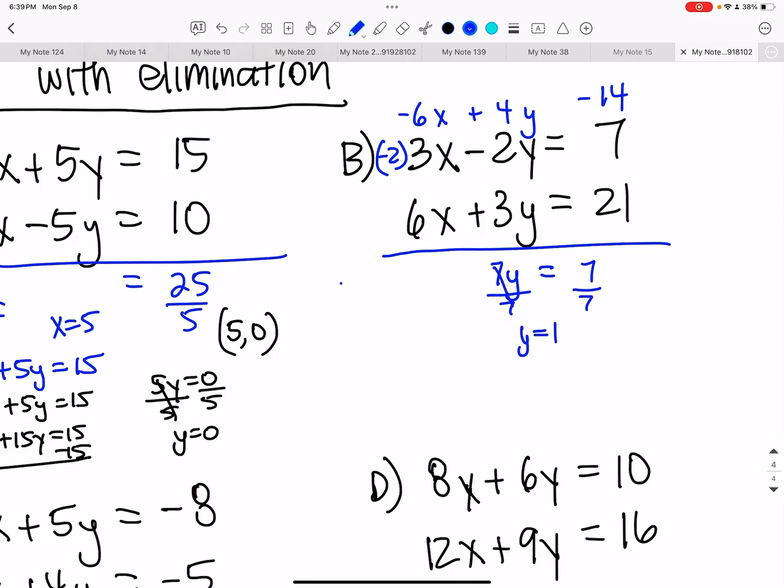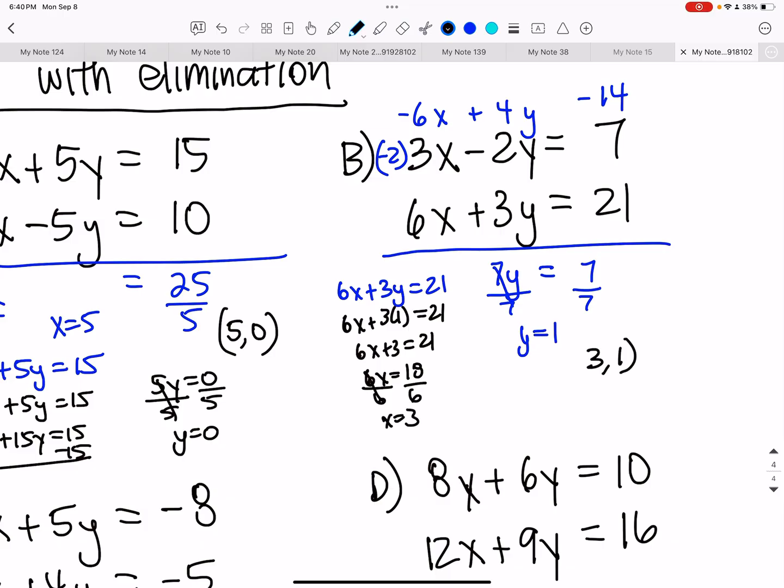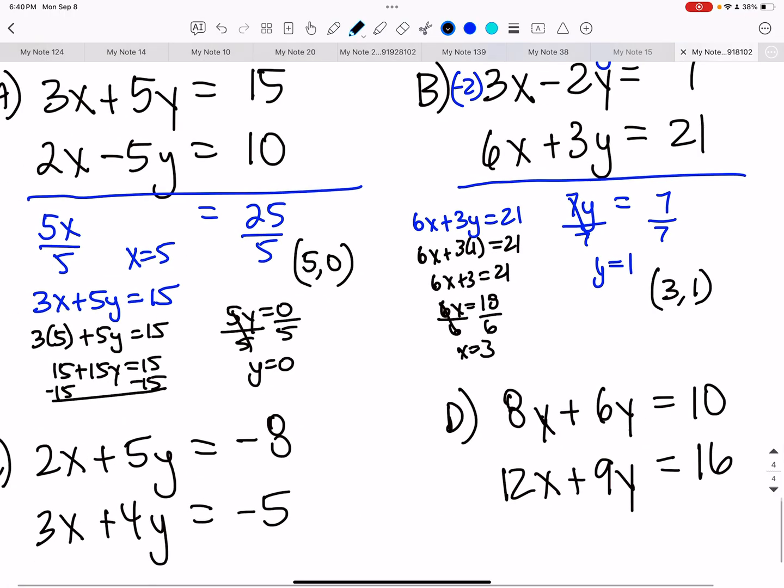All right, if Y's are 1s, then 6X's plus 3 Y's is 21. I can pick either, but Y's are 1s. So this is 3 times 1. 6X's plus 3 times 1 equals 21. 6X's plus 3 equals 21. So 6X's are 18 once I minus the 3 from both sides. Top versus bottom, the 6. And X's are 3s. So we got 3s for the X's, 1s for the Y's. Make sure you put them in the right order.